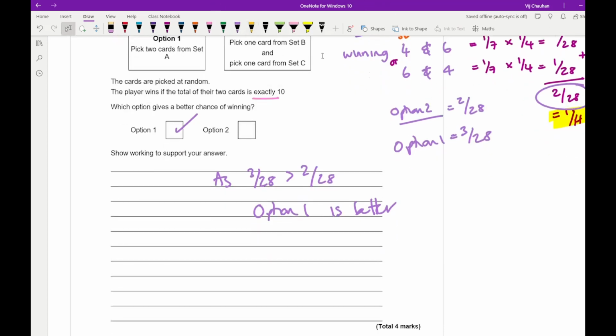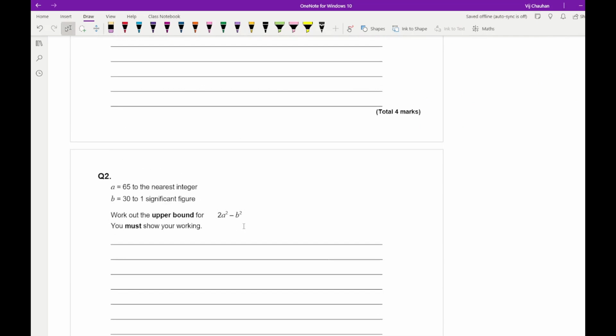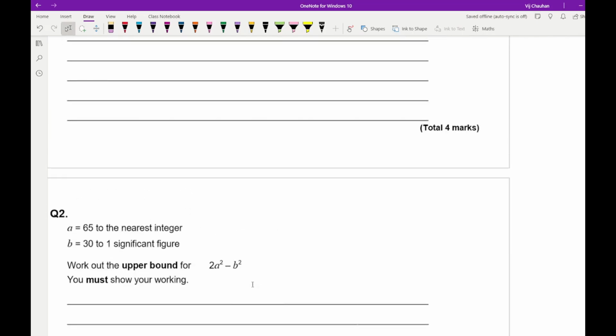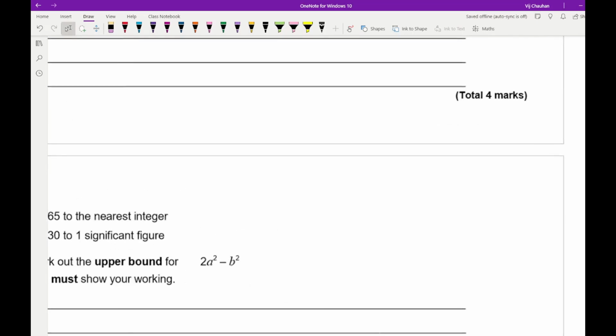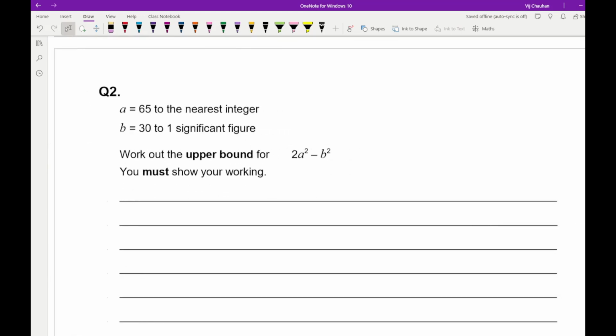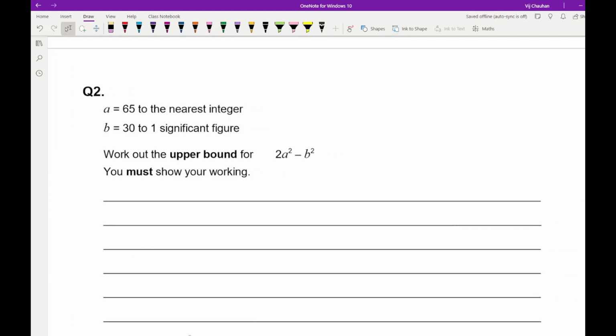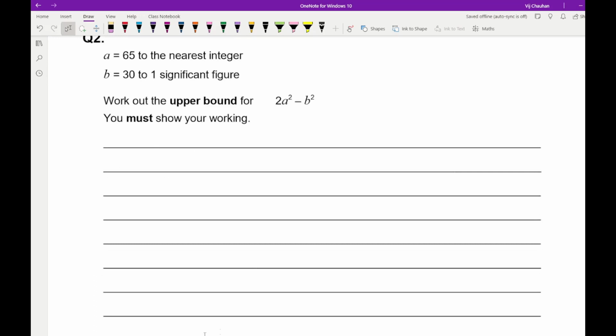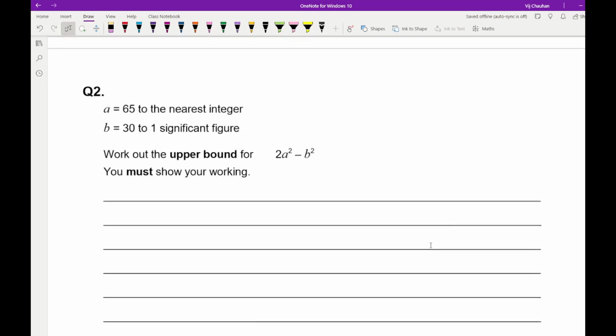Moving on to our next question, we can zoom in on this one so we can see it a bit more clearly on the screen. For question 2, we've got a equals 65, rounded to the nearest integer, and b equals 30 to one significant figure. Work out the upper bound for 2a squared minus b squared, and you must show your working out.